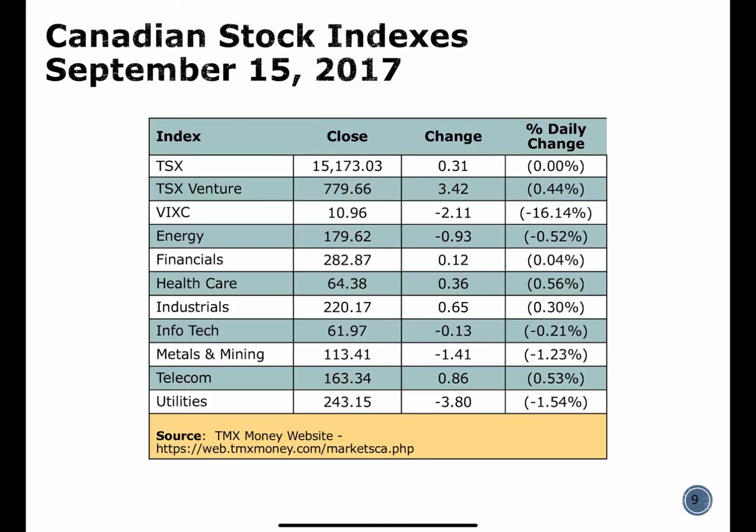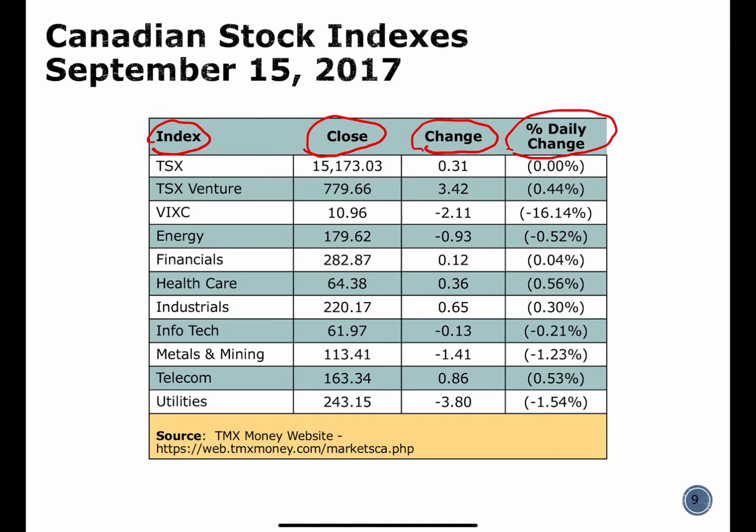Okay, so here you can see this table which gives you the readings for these Canadian stock indexes. Again, you get the index name, close price, change, and daily change. We have basically talked about all these columns, but we haven't talked about daily change. Daily change is just the percentage change, that is, the change divided by the close price. Then you get the percent daily change.